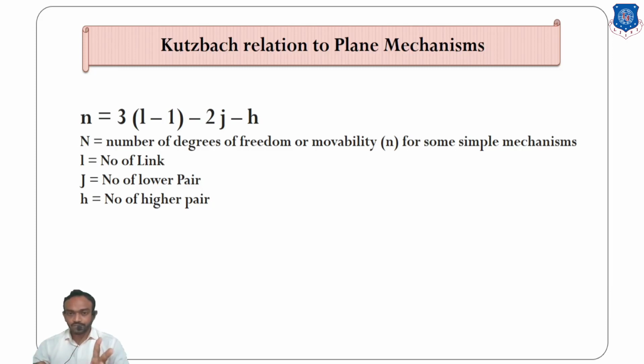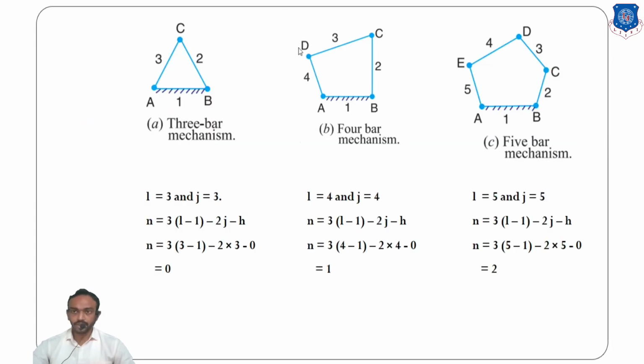Why 3? You know that if any link is in space without any fixing, the maximum possibility of degree of freedom is 3. So N = 3(L minus 1) minus 2j minus h. H is the higher pair and j is the lower pair, j means joint. So this is the Kutzbach equation. We are going to use this equation for different mechanisms.